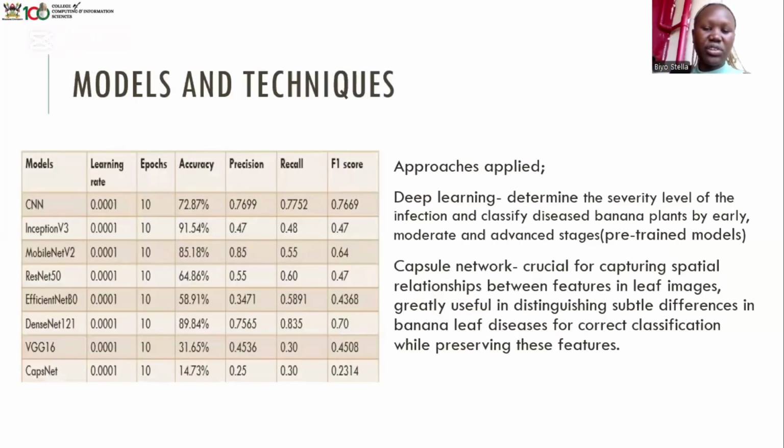These are some of the models that we trained, and they learned. The first one is CNN, Inception V3, and the rest. But our best performing model was the MobileNet V2 model.